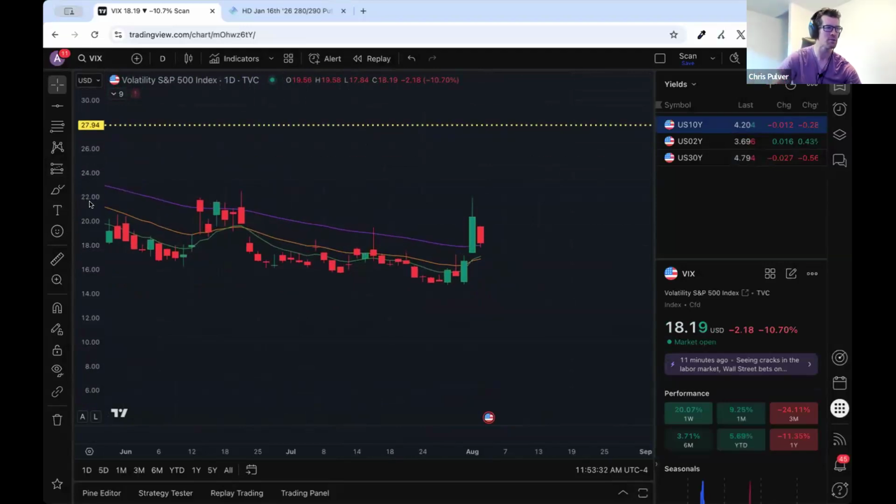But what happens in September? I think the Fed is going to cut rates. It's 80% likely right now to cut rates. They're either going to cut one to three times.